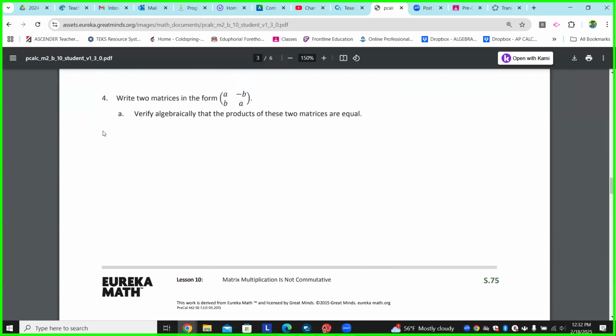Part 4, or number 4, we're going to make our own question. We're going to write two matrices in this form of A, negative B, B, A, and we're going to verify algebraically that the products of these two matrices are equal. So we're going to let A, because we're going to come up with two of them.